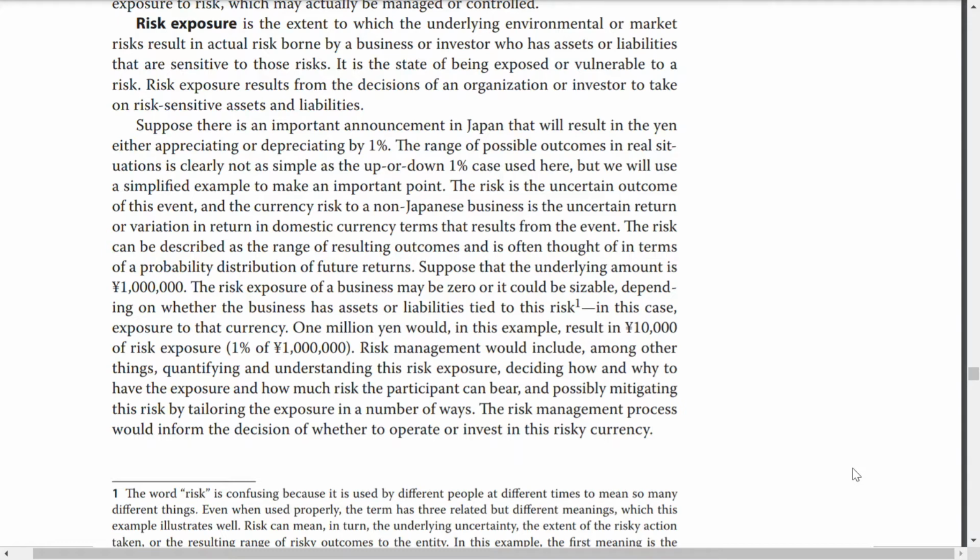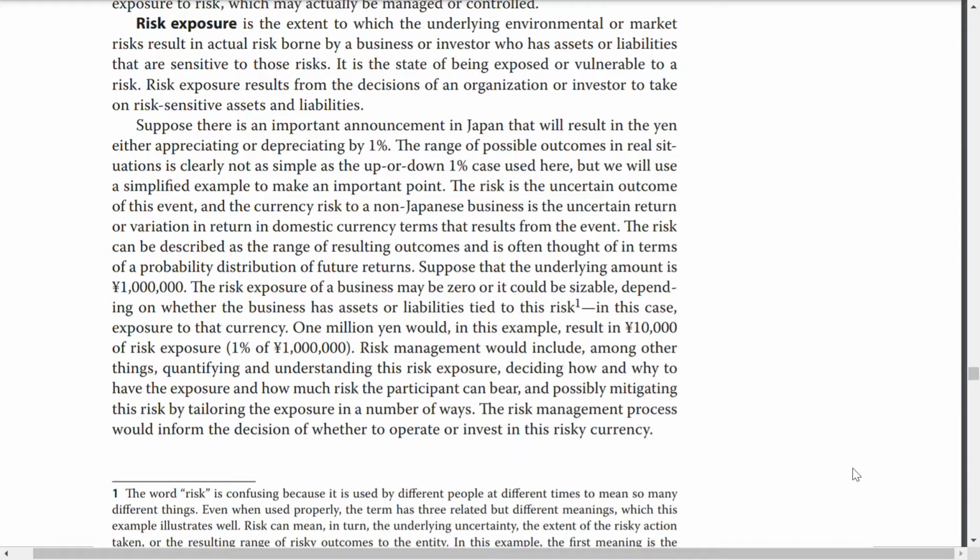The risk is the uncertain outcome of the event, and the currency risk of a non-Japanese business is the uncertain valuation and return in domestic currency that results from the event. The risk can be described as a range of the resulting outcomes, and is often described in terms of the probability distribution of future returns. Suppose that the underlying amount is a million yen.